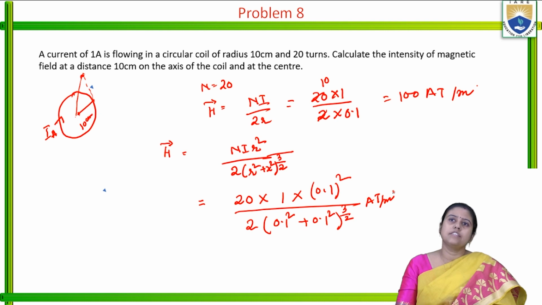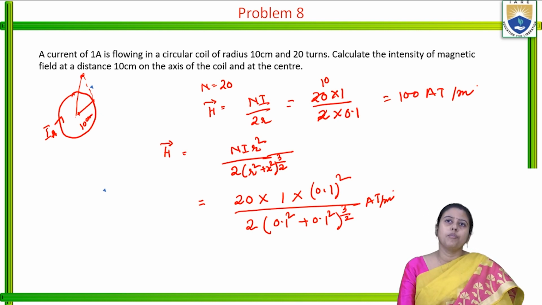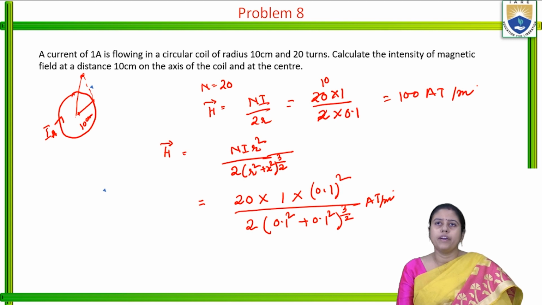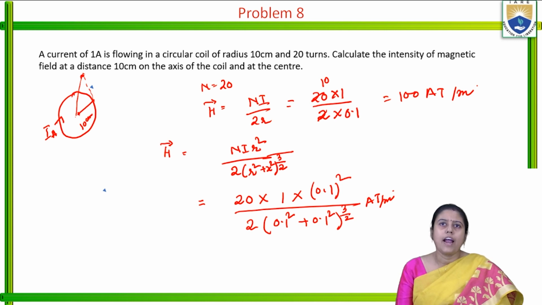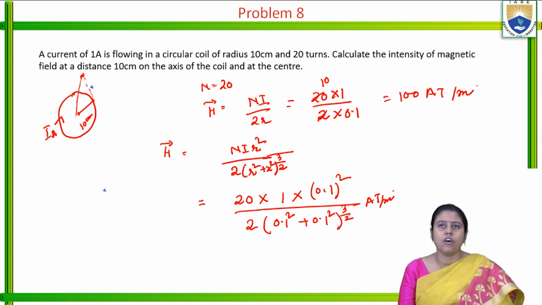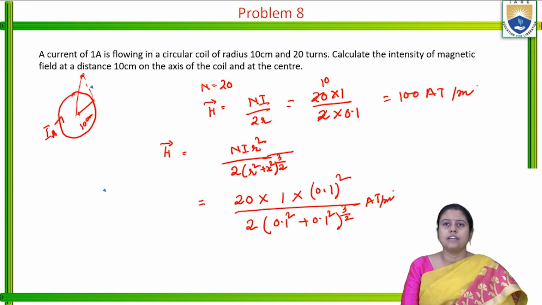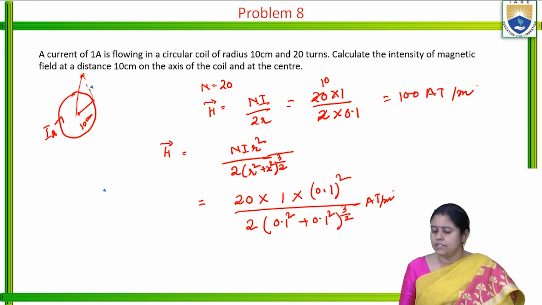So this is the problem: a current of 1 ampere is flowing in a circular coil of radius 10 centimeters and 20 turns. Calculate the intensity of the magnetic field at a distance of 10 centimeters on the axis of the coil and at the center. If we put in all the values, we can calculate the value of H.